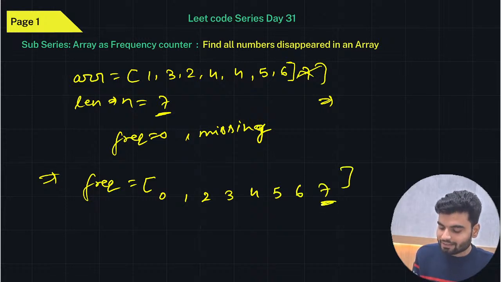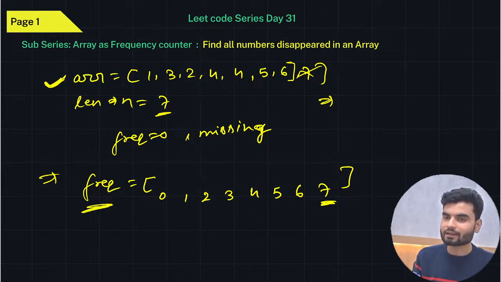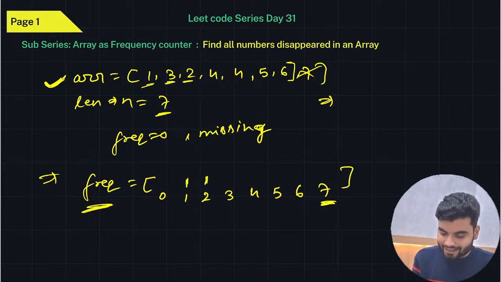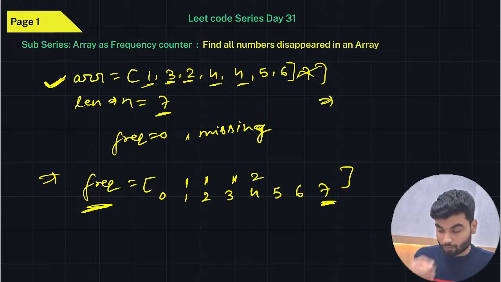Now look, the last index you have is 7. Why? Because the value of the array you'll use as an index of the frequency array, right? Yes or no? Correct. So now let's count the frequency. 1 has arrived 1 time, 2 has arrived 1 time, 3 has arrived 1 time, 4 has arrived 2 times. Look at this, you were doing plus plus.